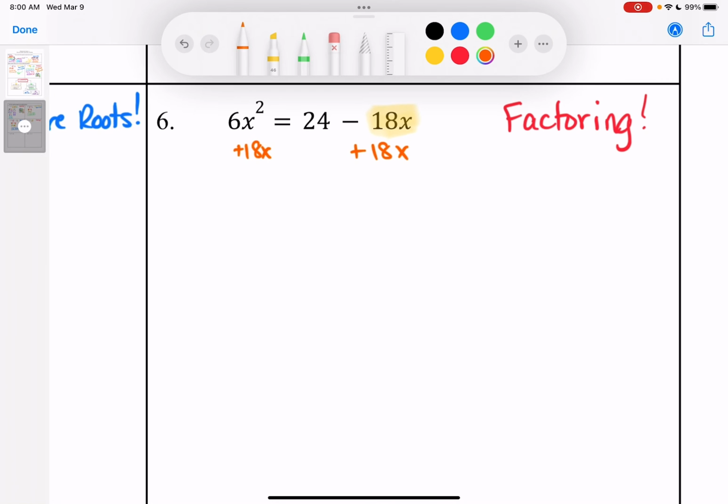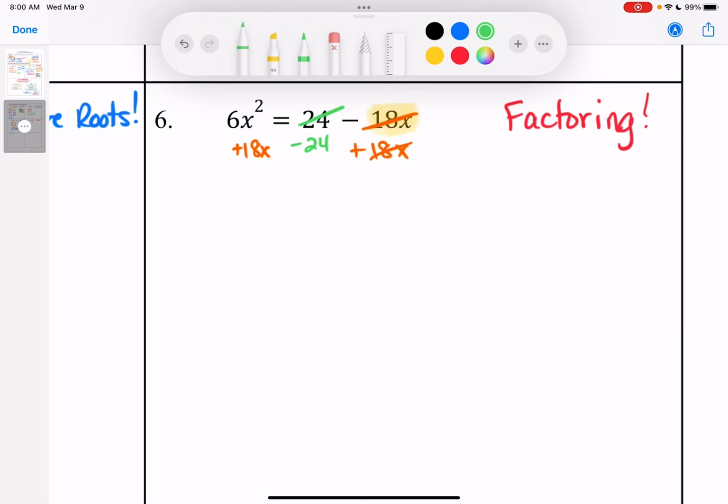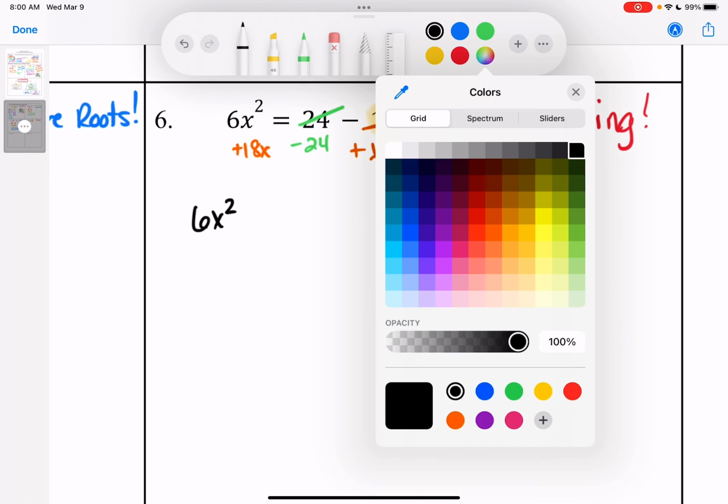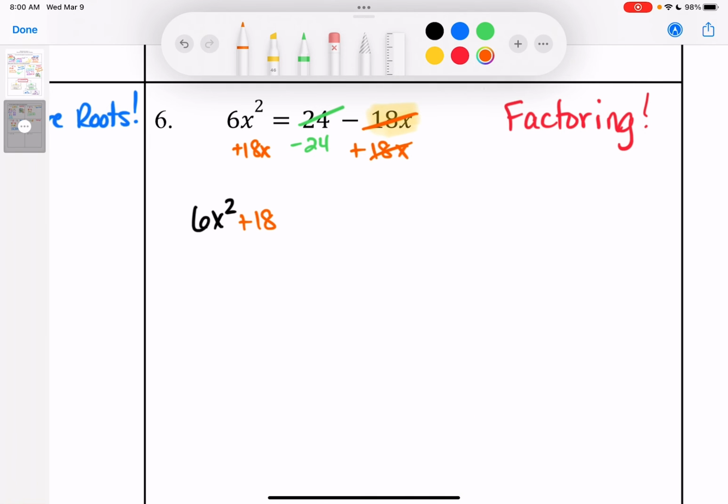I see that there's no like terms with that. And I'm going to subtract 24. You get the idea. There's no like terms with that, right? So I'm going to have 6x squared, and then the plus 18x, and then the minus 24, and that's going to equal 0 now, right? Because I moved everything over to the left, so nothing left on the right, but make sure it says equals 0. Now, 3 terms, I'm thinking a factor box.